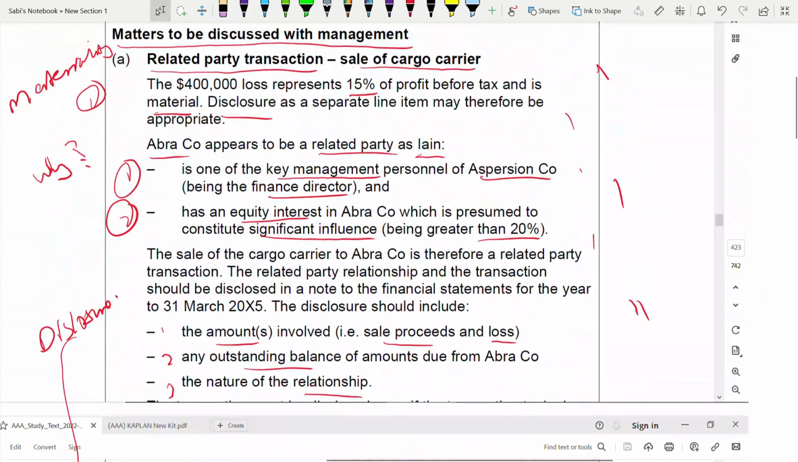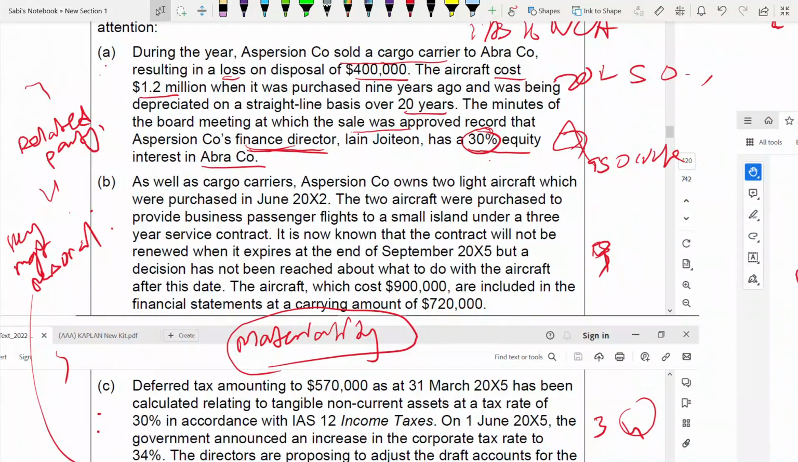But let's read what B is. B is again about a cargo carrier, but it's different. What is different? Here they own 2 light aircraft which were purchased in June. These 2 aircraft were purchased to provide business passenger flights. They are under a 3-year contract, because it was purchased in 2002 and now it's 2005. Now they came to know that they will not renew the contract, and it will expire at the end of September 2005. But they don't know what to do with the aircraft after this date.